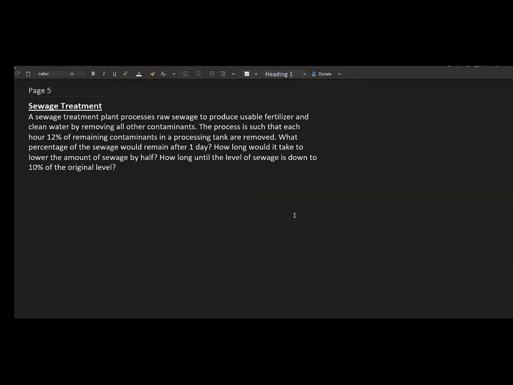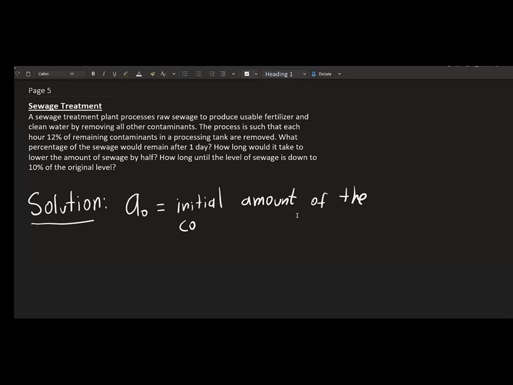Before I go into the solution, I want to point out something here in the statement. Nowhere in this statement are they telling us what is the initial amount, or A0 in this case. When that is not given, just treat A0 as a constant. So A0 for us here will be the initial amount of the contaminant in the tank. We don't know what that is, but that will certainly be a constant.